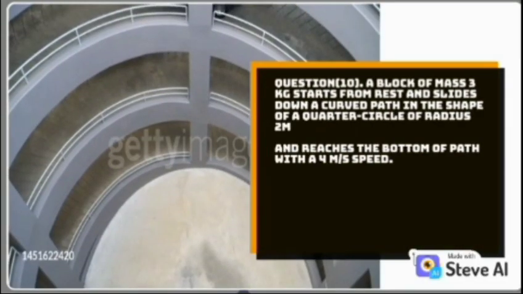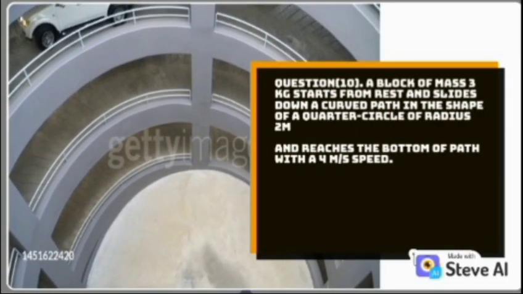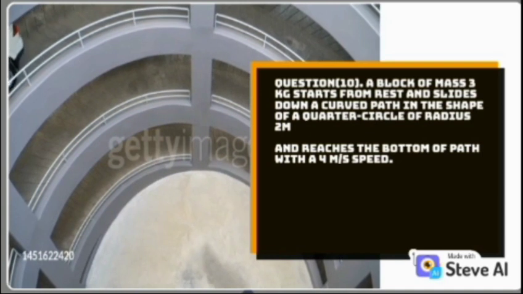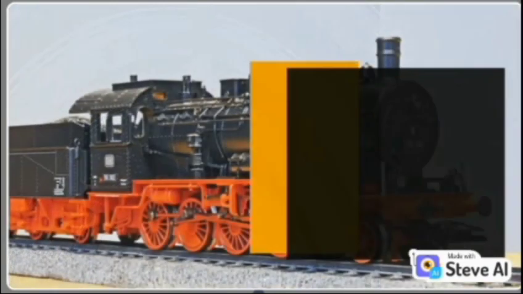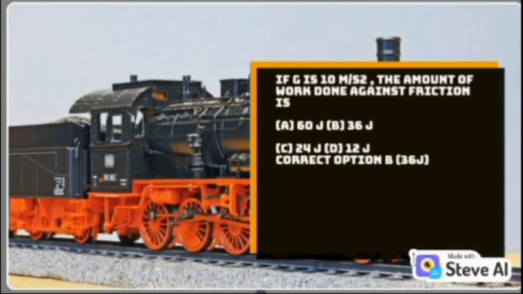Question 10. A block of mass 3 kg starts from rest and slides down a curved path in the shape of a quarter circle of radius 2 meters and reaches the bottom of the path with a speed of 4 meters per second. If g is 10 meters per second squared, the amount of work done against friction is: A. 60 J. B. 36 J. C. 24 J. D. 12 J. Correct option B.